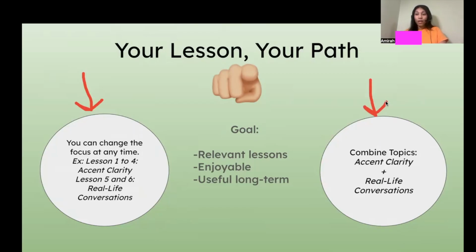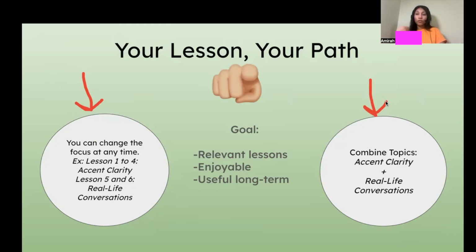Also, you can combine topics. So if someone says, hey, I want to learn about accent clarity and real life conversations, one lesson, Monday's lesson, can be about accent clarity, and Wednesday's lesson can be about real life conversations. And then next week we would combine accent clarity and real life conversations. You can do that. You can switch them off, or I tell them, hey, every time we talk about real life conversations, I'll make sure to add an activity where we're working on your accent when you have those conversations.